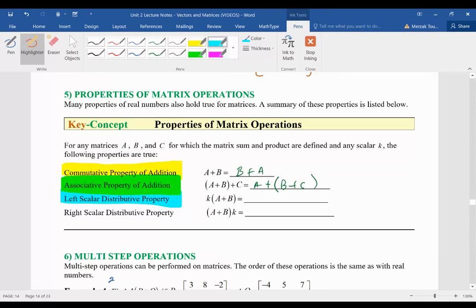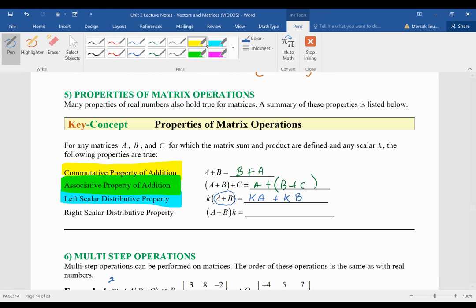The left scalar distributive property is something we just did, scalar multiplication. So when you do scalar multiplication, what you have to do is just distribute the scalar. So if you're multiplying a scalar k by the sum of the two matrices A plus B, is this the same as kA plus kB? Of course, I would say it's better to first add the two matrices and then multiply the resulting matrix by k. But here we're saying that this is also a possibility. We can do it this way too. In some cases, this would be easier.